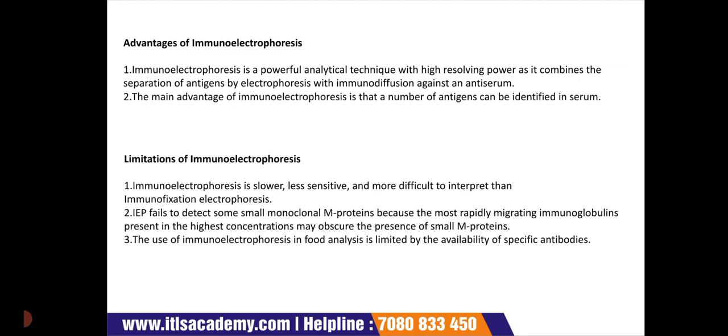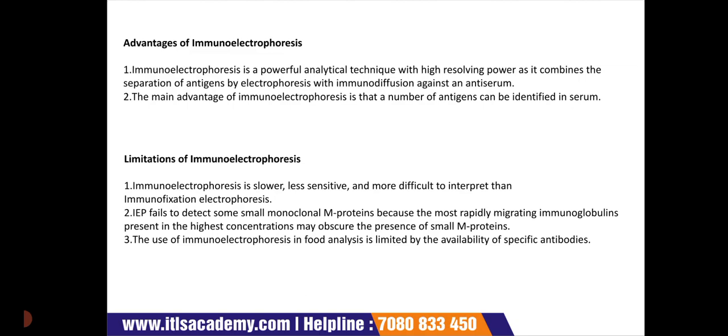So if you want to detect certain monoclonal antibodies, like monoclonal M protein, it is unable to detect some of them. Why? Because the most rapidly migrating immunoglobulins are present in the highest concentration, and they mask the presence of M proteins. So this is one of the limitations of immunoelectrophoresis.